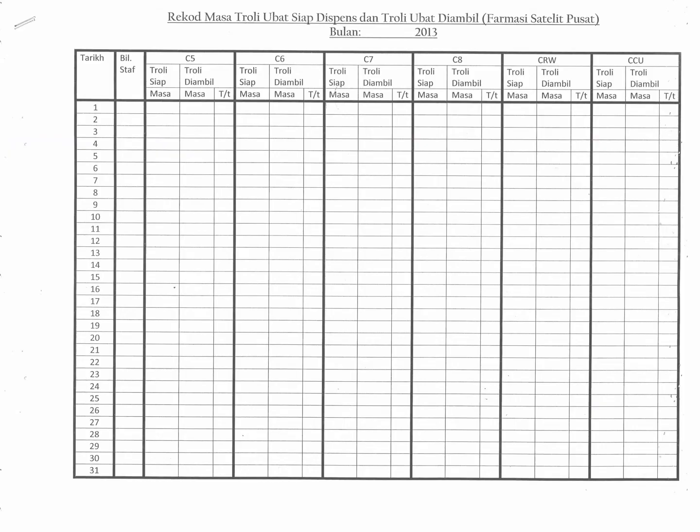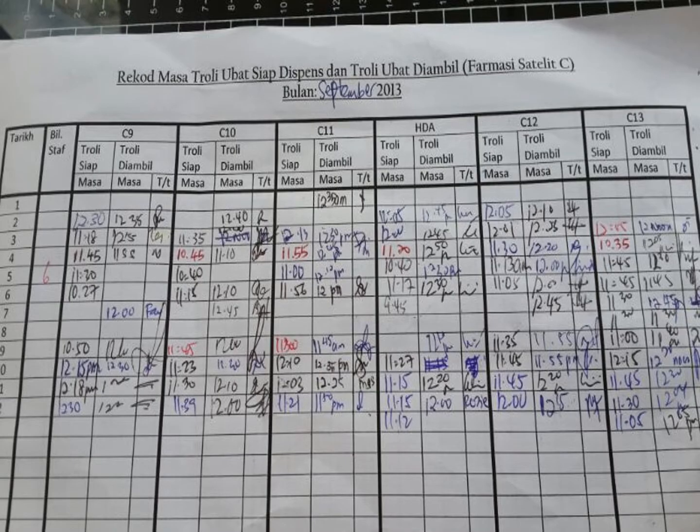This is an example of forms used to record the time the trolley is taken from the pharmacy department. In this form, it is also written when the trolley was ready to be taken by the ward staff. This slide shows the exact form that was used in the hospital for recording the trolley time when it's taken from the pharmacy department. You can notice here that most of the trolleys are taken before 12 noon every day in this form.